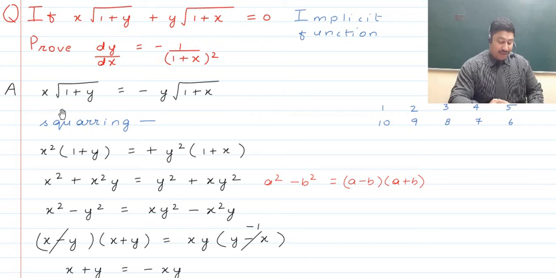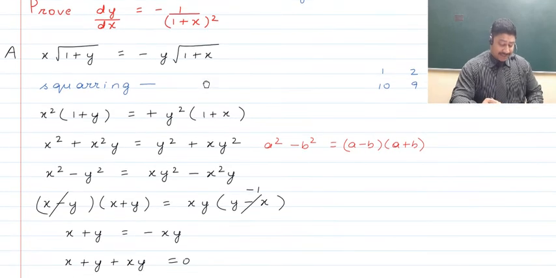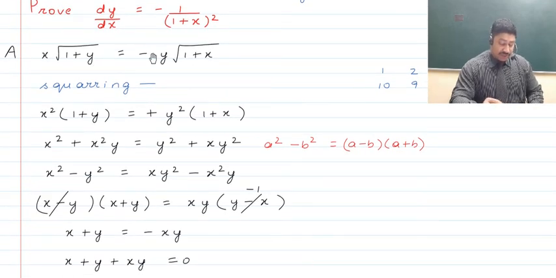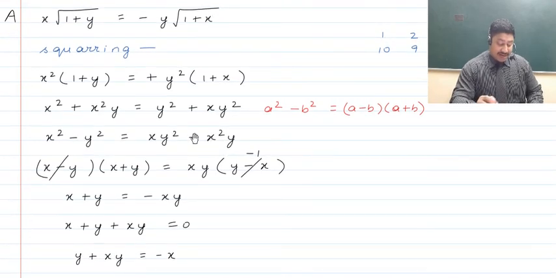So we have now the second term taken to the other side. As it is with plus sign, it will go to the other side with minus sign. Then we square both the sides so that we can remove this square root. So when we square, we will have x square times 1 plus y equal to y square times 1 plus x, as the square and the square root will cancel each other. Next, we multiply these monomials to these binomials. So we have x square plus x square y to be equal to y square plus x y square.